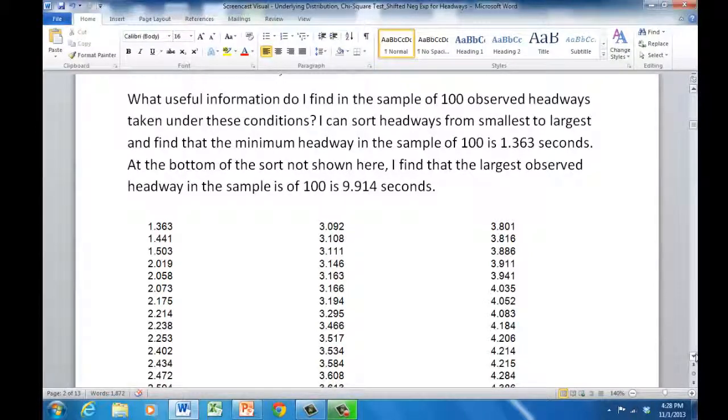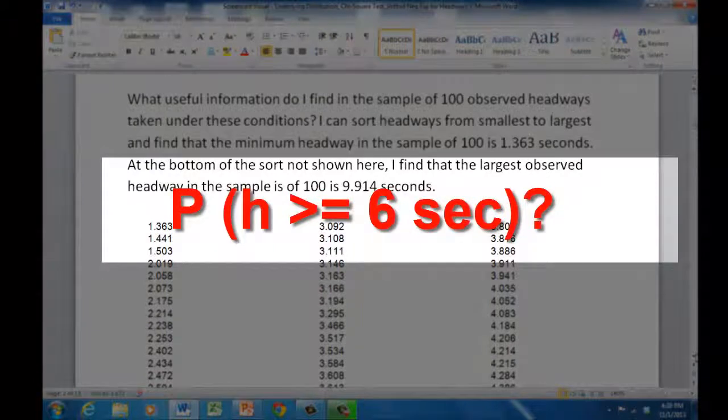One important question is what statistical distribution best describes the observed data mathematically? The distribution or underlying shape is often of great interest. If the population follows a known mathematical distribution, then I can use math to answer questions like, what's the probability of encountering a headway that is, say, at least 6 seconds long?